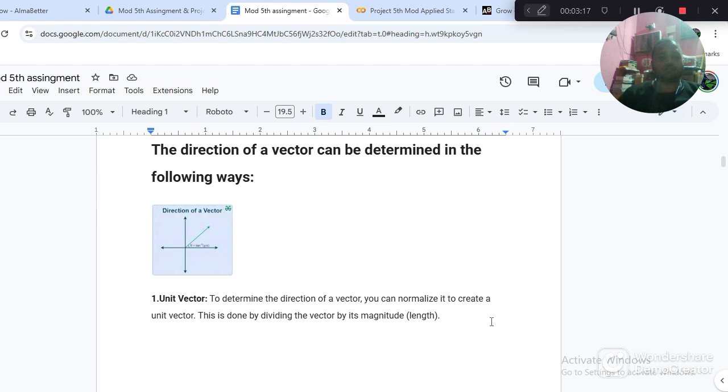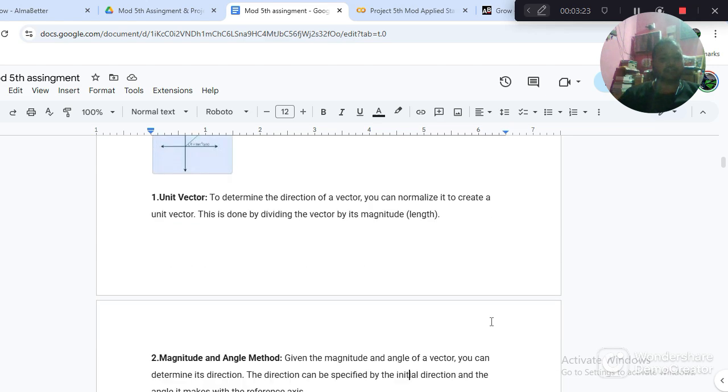The direction of a vector can be determined in the following ways. Now I can show you another diagram of the direction of a vector.